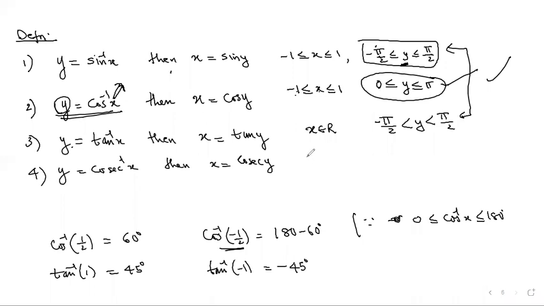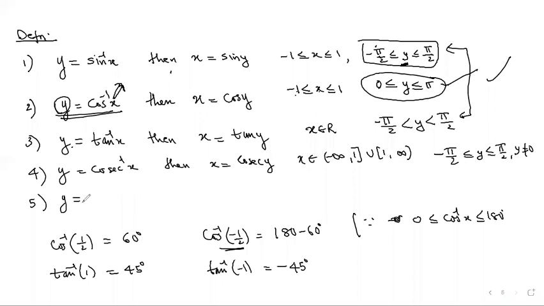X should be, either I should write modulus of x greater or equal to 1. I don't know whether you'll understand this. Okay, if you don't understand, write like this: x will belong to minus infinity to minus 1 union 1 to infinity. I think that will be better. And the value of y will be same as sine inverse, but y is not equal to 0, because when it becomes 0, it will become infinity. That's why.